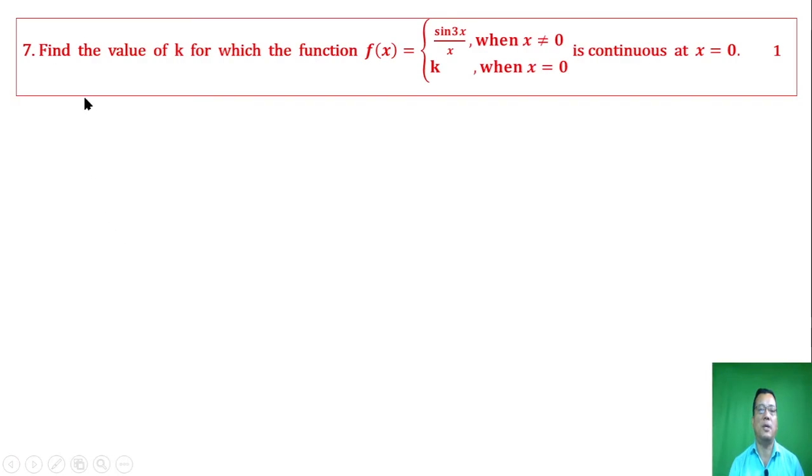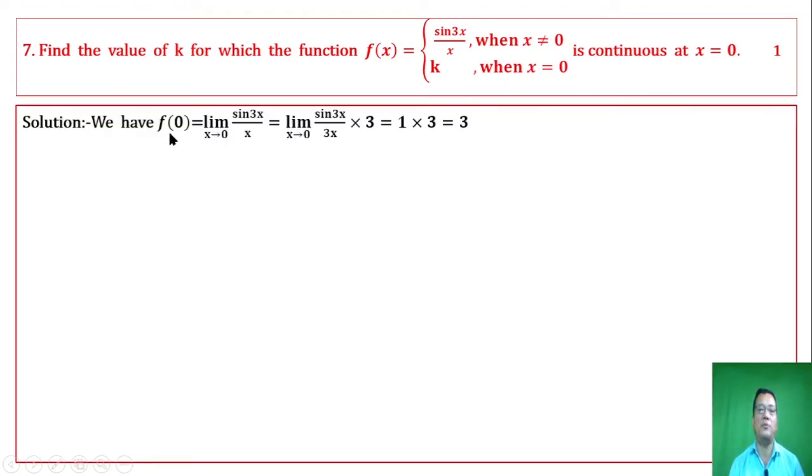For question number 7, find the value of K for which the function this is continuous at x equal to 0. This function is continuous at x equal to 0. It is given. We have to find out K. We have f of 0 whose value is K, which is equal to limiting value of this function, and taking limit we have 3. Therefore, K should be 3.